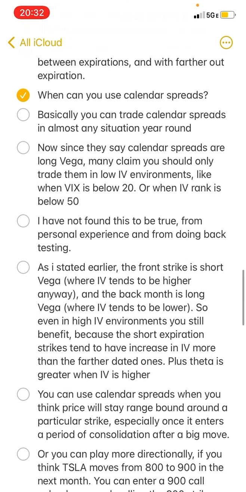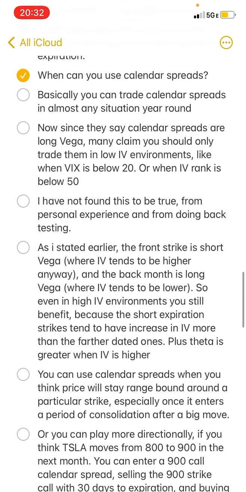So when can you use calendar spreads? Basically, you can trade calendar spreads in almost any situation year round, in my opinion.